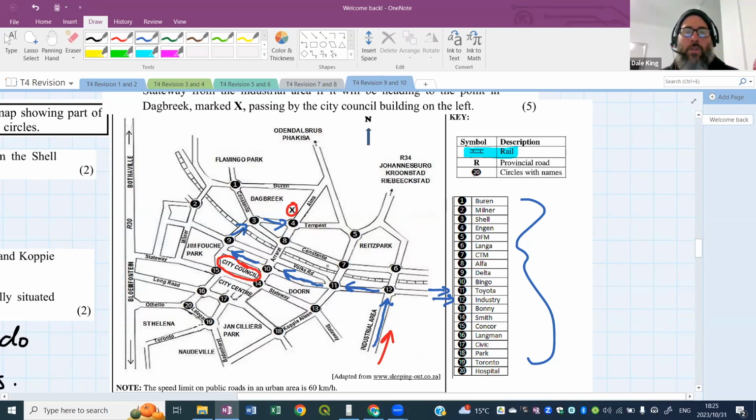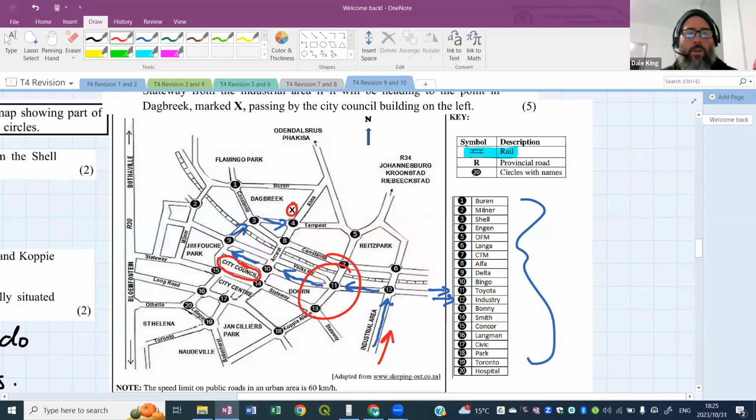You could also, for traffic circles, say take the second turn left, right? Because when you're in a traffic circle, there's a whole lot of turns that you could take. In this case, for traffic circle number 11, we are taking not the first turn left, but the second turn left, because everyone's going around clockwise. So you would take the second turn left, go to the bingo traffic circle, go straight over the traffic circle.